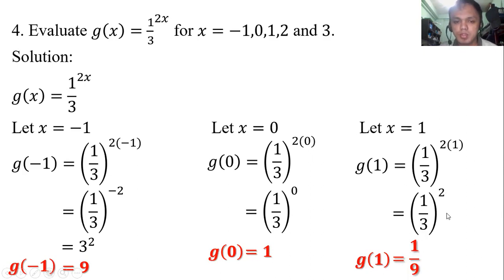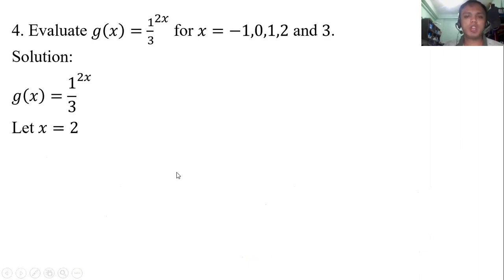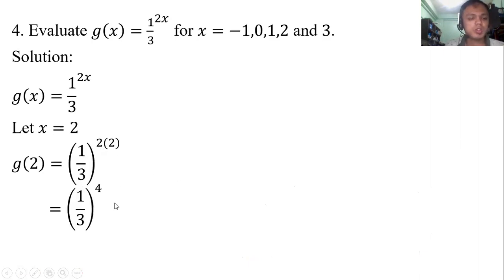Okay? Next, if your x naman is 2, so we have 1/3 raised to 2 times 2, that is 4. Again, positive na siya. So we will get the fourth power of 1/3. 1/3 times 1/3 times 1/3 times 1/3. Okay? That would be equal to 1 over by 81.